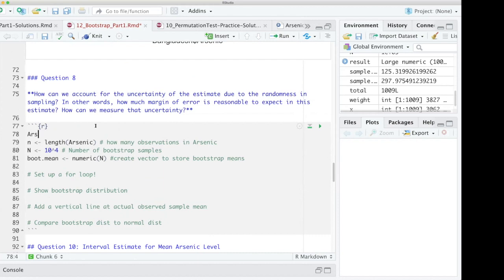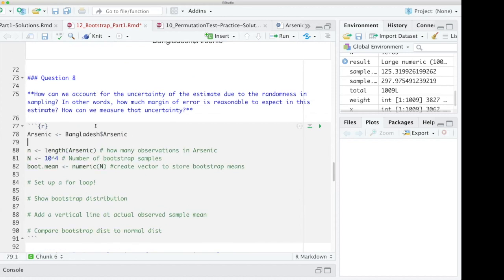So what arsenic is, right? It's just all of those values. So I can go ahead and create this vector of arsenic values. And this is important to know. I called this total before. We can call this whatever.